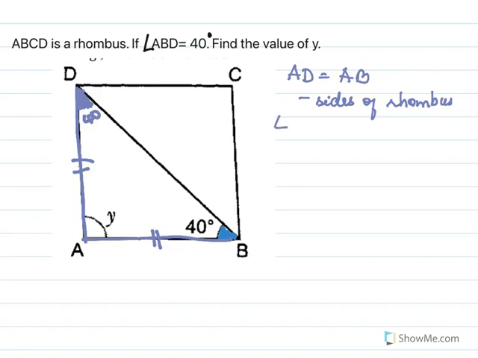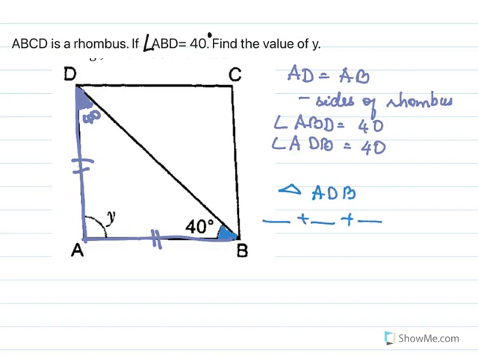So we have angle ABD equal to 40. Therefore angle ADB will also be 40. So in triangle ADB we have three angles, 1, 2, 3, equal to 180. That is 40, 40 and Y. So 80 plus Y equals 180. You have Y equal to 100 degrees.